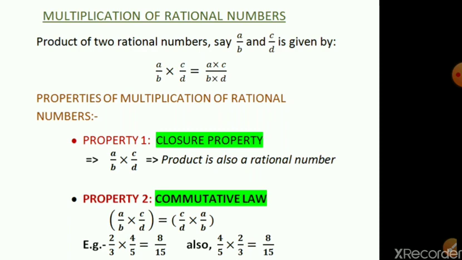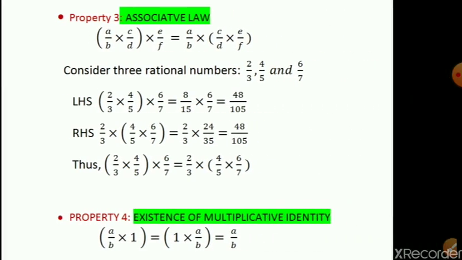Property 2, commutative law. If there are two rational numbers, say a upon b and c upon d, in whichever order we place the numbers and then multiply, the result will be the same. That is, if we multiply 2 by 3 and 4 by 5, or we multiply 4 by 5 cross 2 by 3, we'll get the same answer.